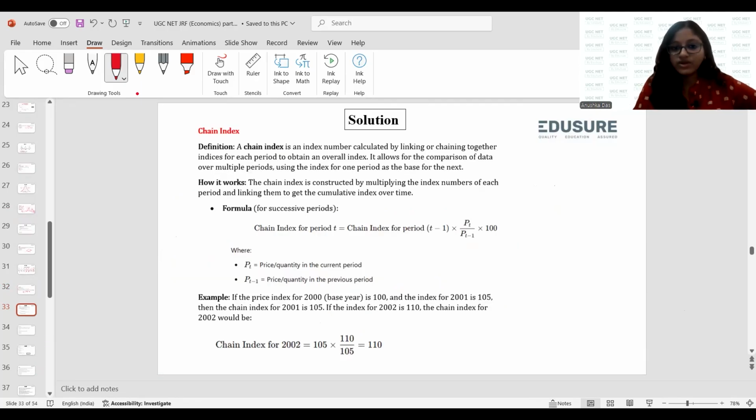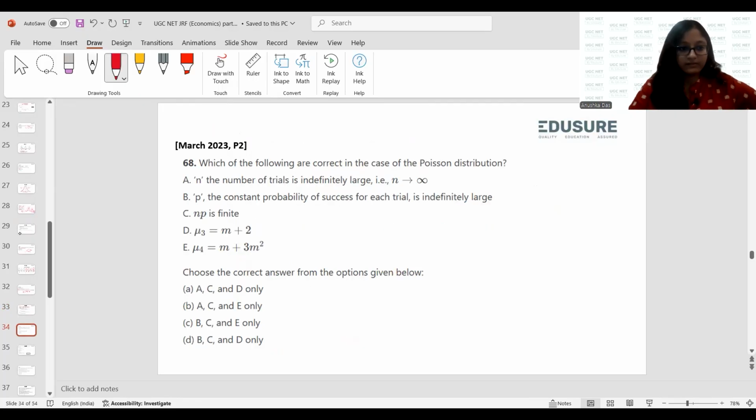And here is the screenshot of the notes that we teach in the paid course. I have given you this screenshot. You can take a look at this. I don't want to read this entirely. I've given you the concept. See, it is an index number calculated by linking or chaining together indices for each period to obtain the overall index value. That is what I have explained. It allows for the comparison of data over multiple periods using the index for one period as the base for the next. And this is the way you find this. I have given you an example also. You can just take a look at this, right? So this is done. Next question.